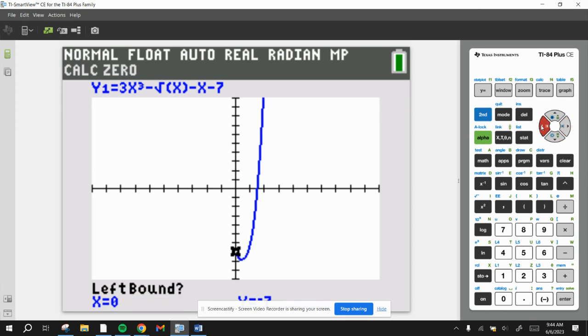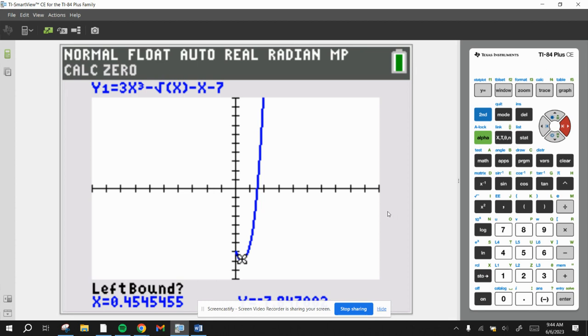You can see the cursor. You want to make sure that cursor, when it asks for left bound, is to the left of that 0. And when we say left, it's just draw a line straight up from that cursor. You can see it's to the left. So I'm going to hit enter.